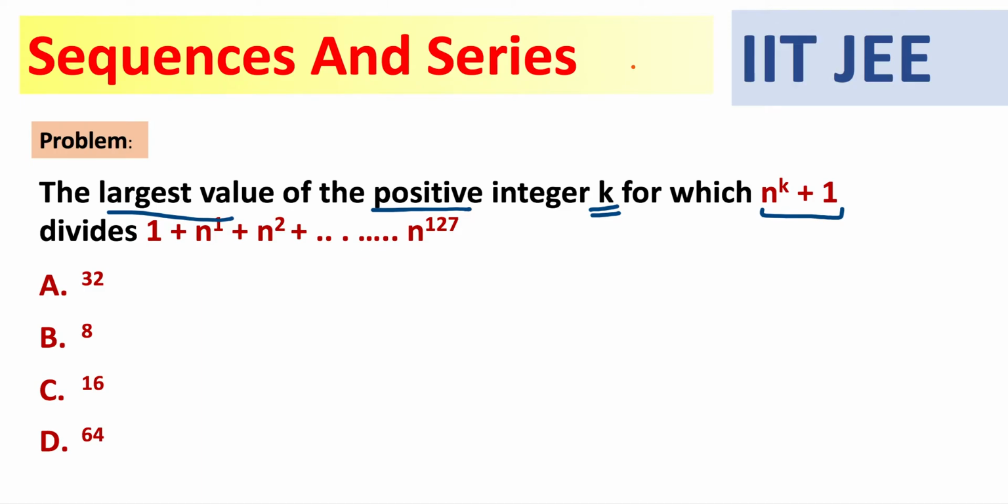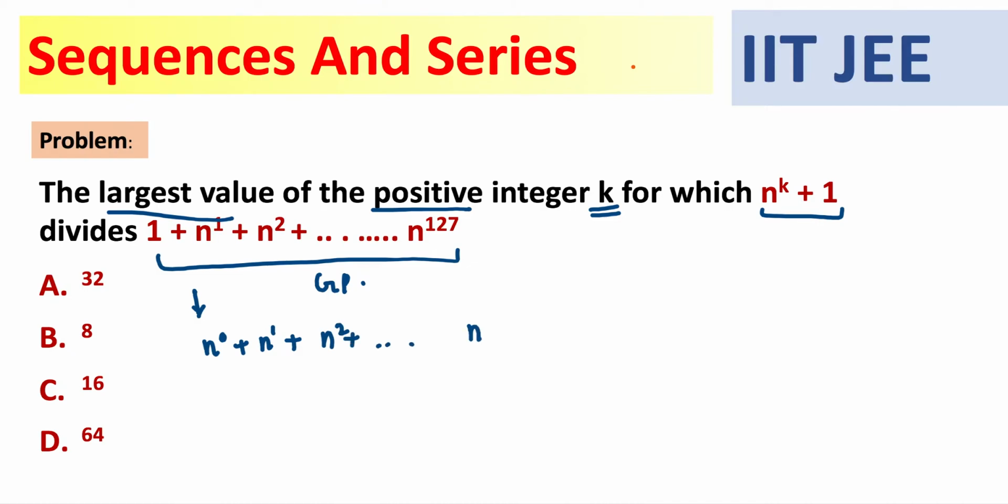This expression is 1 plus n to the power 1 plus n to the power 2 and so on till n to the power 127. As soon as we see this kind of expression, we should know that we are dealing with a GP, because we can write this as n to the power 0 plus n to the power 1 plus n to the power 2 and so on till n to the power 127. Basically, every term is multiplied by n.